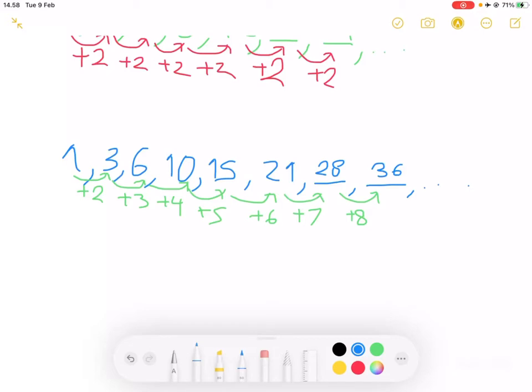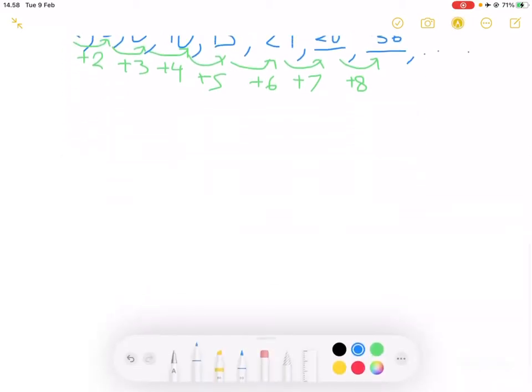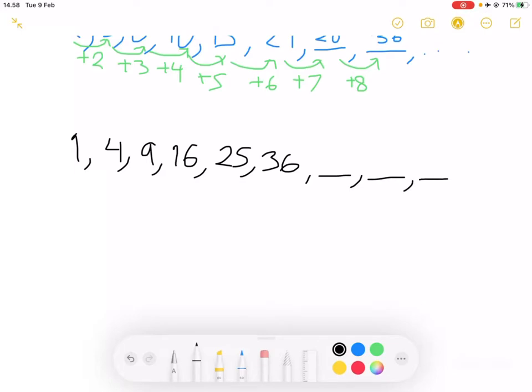Okay, the next example is slightly a bit tricky. So we have 1, 4, 9, 16, 25, 36, blank, blank. I'll give you 3 blanks for this.